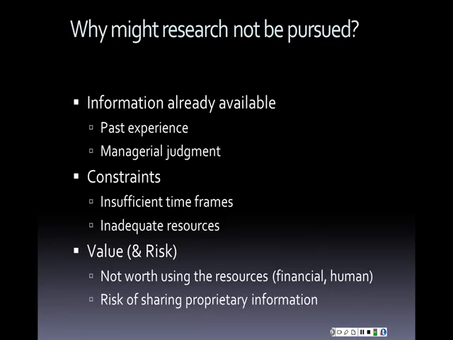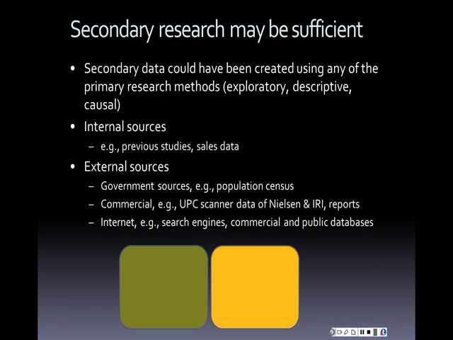So what if you decide that you do want to conduct research? Well, the first thing you should think about doing is looking to see if you can find out if there's research that's already been conducted that addresses your needs. So in other words, look for secondary research. Secondary data could have been created using any of the primary research methods, and we'll talk about those in a second. It could be qualitative research, it could be quantitative research. But by definition, it's research that exists somewhere and can either be acquired for free or purchased.